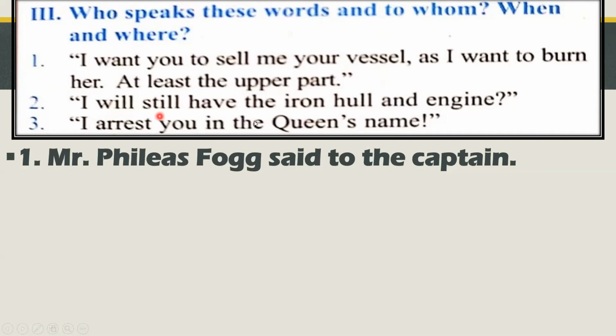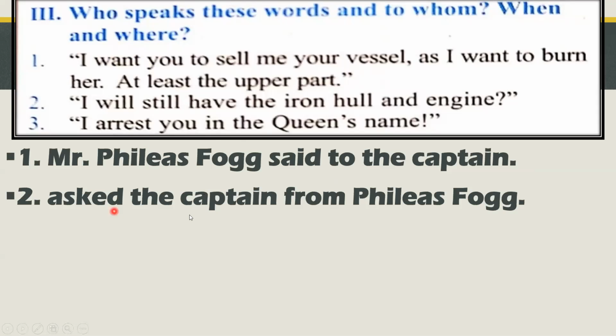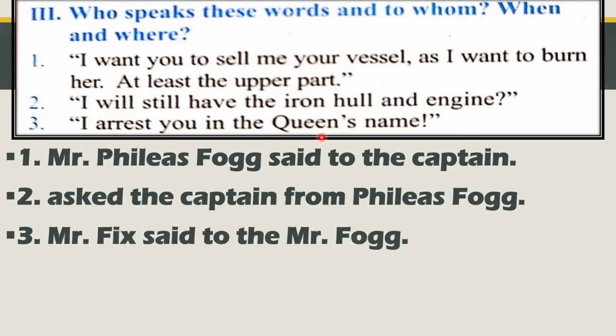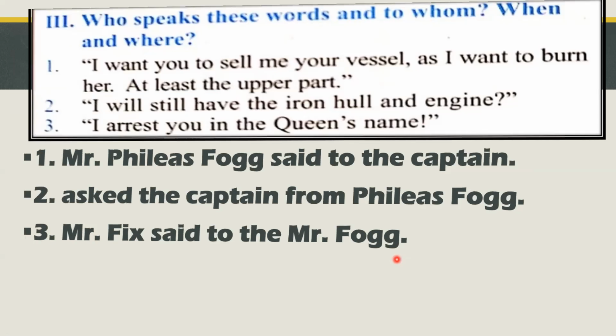Number 2 is: I will still have the iron hull and engine. Who said these words? He asked the captain, so the captain said to Mr. Fogg. Number 3: I arrest you in the Queen's name. Mr. Fix said to Mr. Fogg that I arrest you in the Queen's name. This is the last of this chapter, but still we have one more exercise.